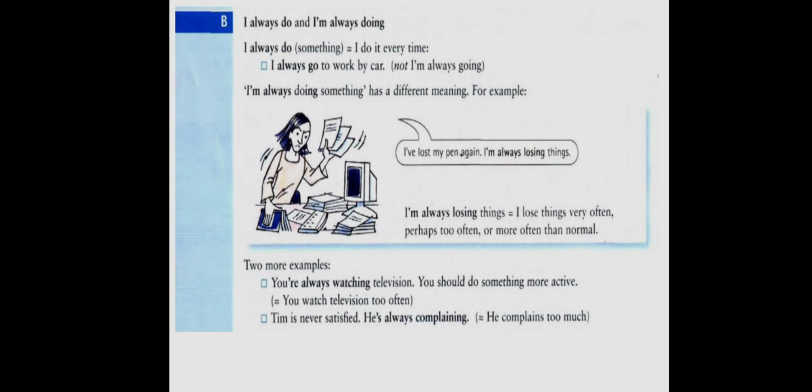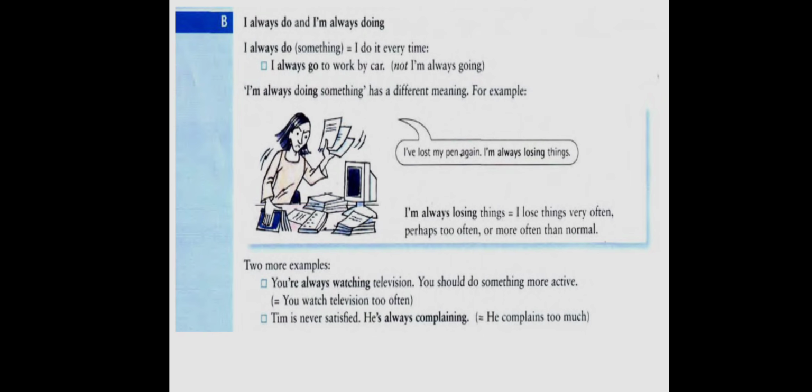We have here another two examples. You are always watching television. Here the person criticizes the children or some other person who is always watching television. You should do something more active. The other sentence, you should do something more active, indicates that watching television is more than normal. That's why it is negative. That's why here the person uses always with a present continuous. You watch television too often.